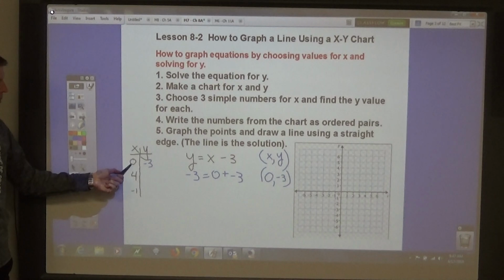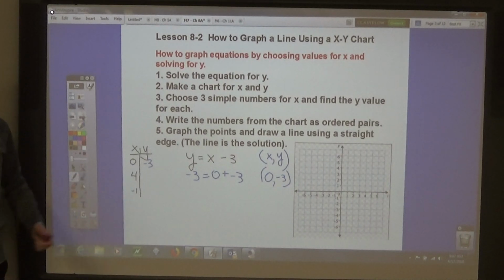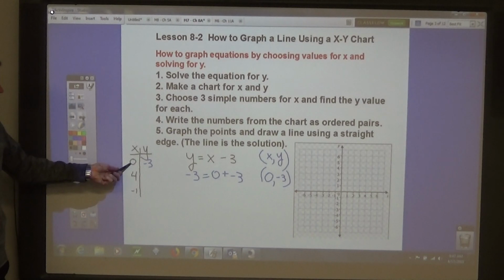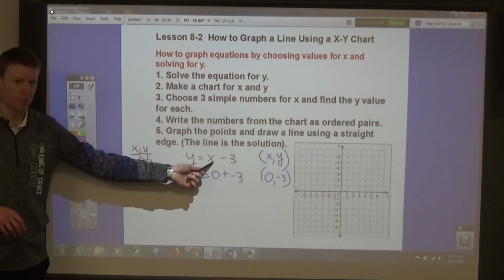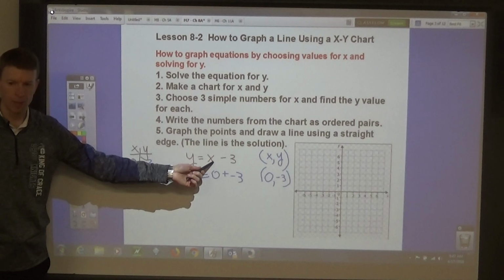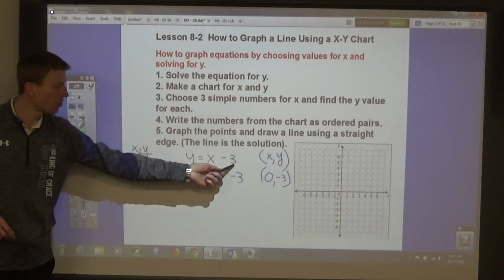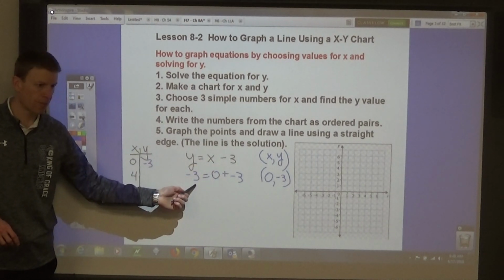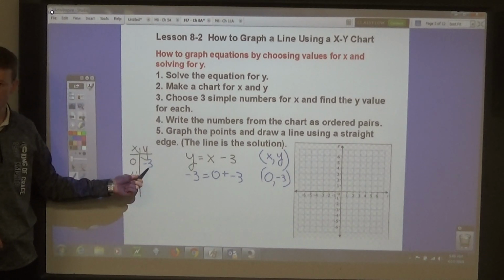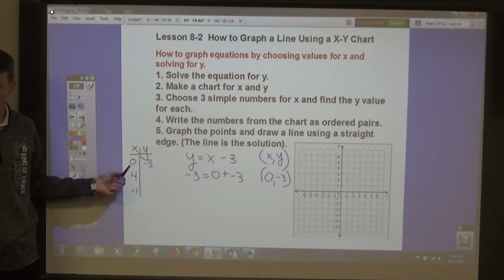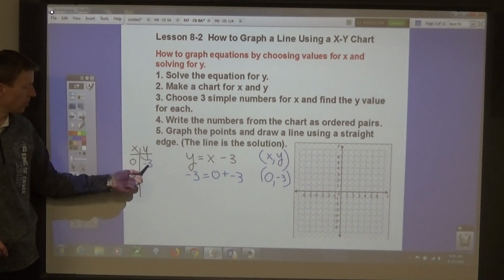So for example, let's say we pick the number 0. 0 is almost always the easiest number to work with, because if you're multiplying anything by 0, it's 0. So, if we put 0 in this equation, 0 minus 3 equals negative 3. And so we put negative 3 underneath the y, next to the x number 0.